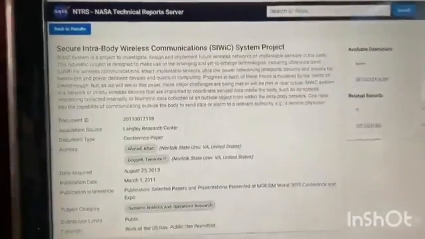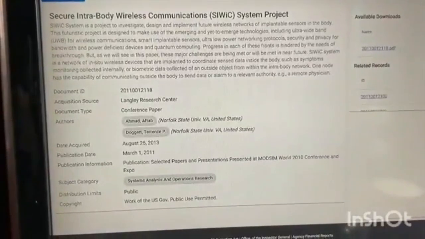I'm going to take you to the NASA servers briefly so that you understand how well known this is without getting too much deeper, because I've done plenty of other videos you can go watch. But this system of intrabody communication, here we are at Langley, directly at the NASA Technical Reports server.